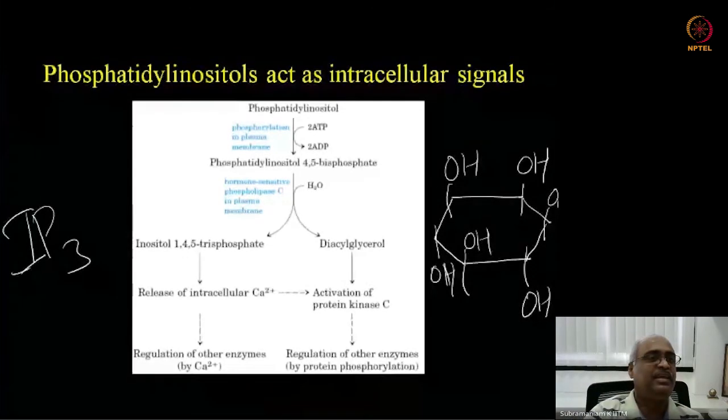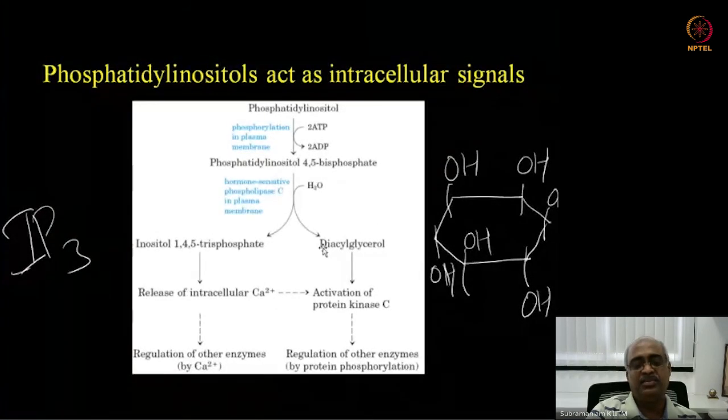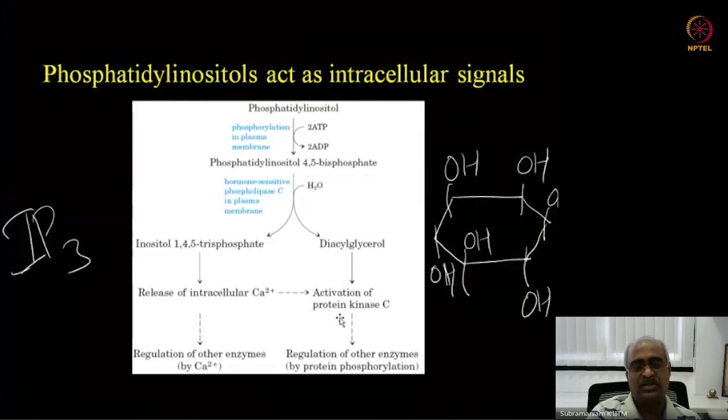So this IP3 is the major intracellular signaling molecule. So this is produced by extracellular signals that interact with the membrane bound receptors, leading to inositol phosphorylation and hydrolysis to release the inositol trisphosphate. This moves within the cytoplasm and releases stored calcium from, for example, endoplasmic reticulum.